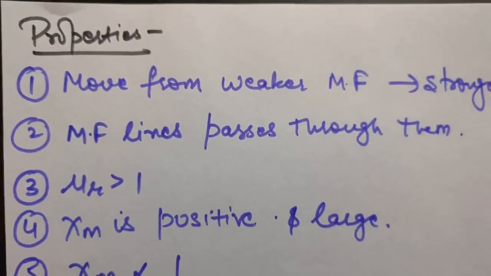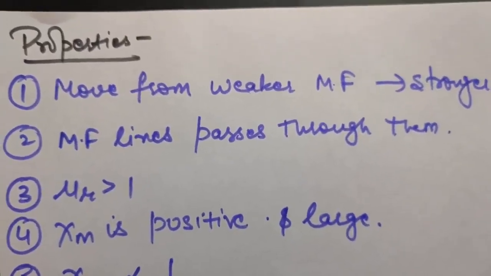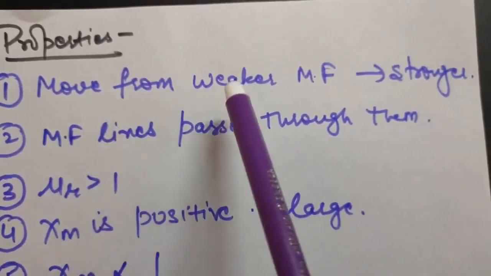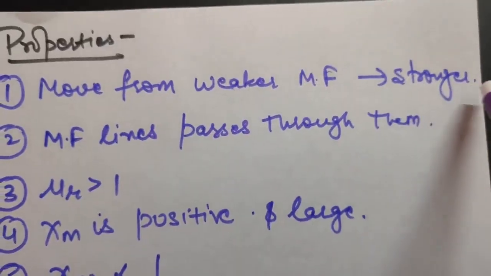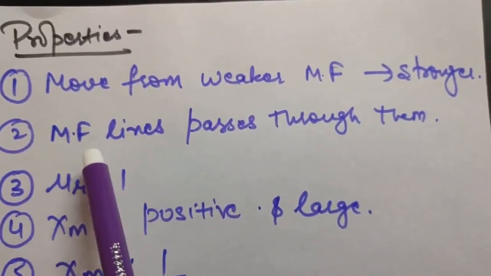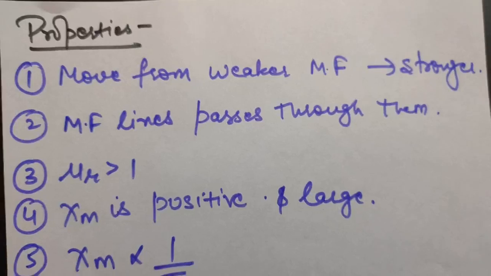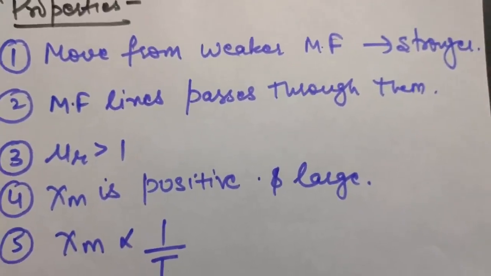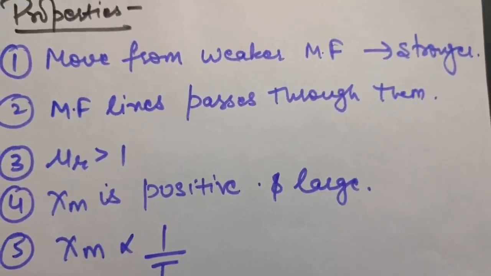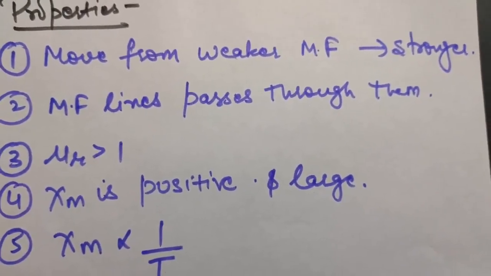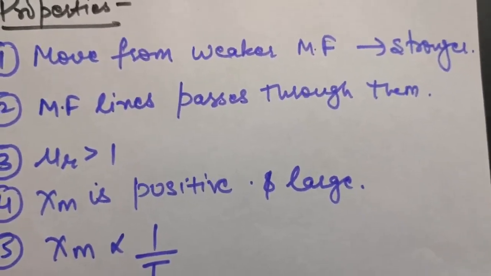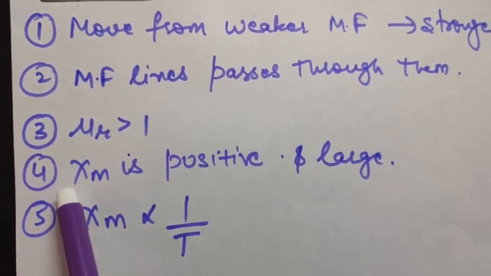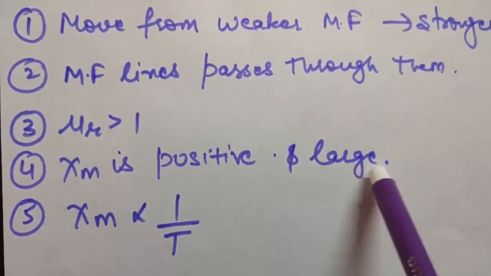Now on the basis of this domain theory, if we study the properties of ferromagnetic substances, the first property is that they have the tendency to move from a weaker magnetic field to a stronger magnetic field. Second, magnetic field lines pass through them. As in paramagnetic substances only 3 lines were passing through, but here all 5 lines will pass through the ferromagnetic substance, because ferromagnetic substances get very strongly magnetized in the same direction of the magnetic field. Again mu r will be greater than 1, and chi m will be positive and very large in this case.